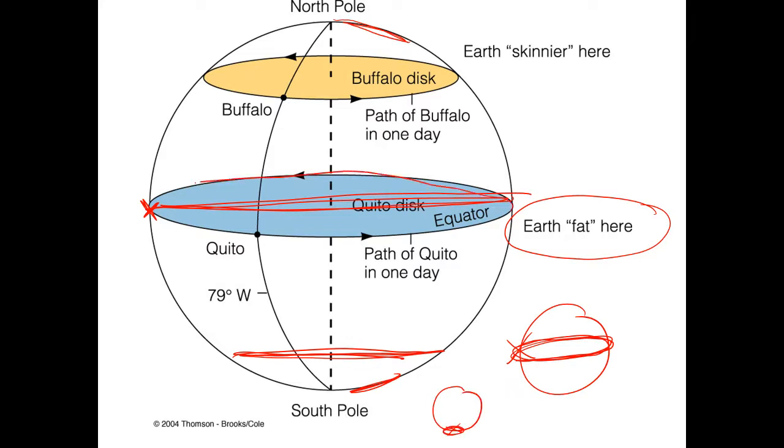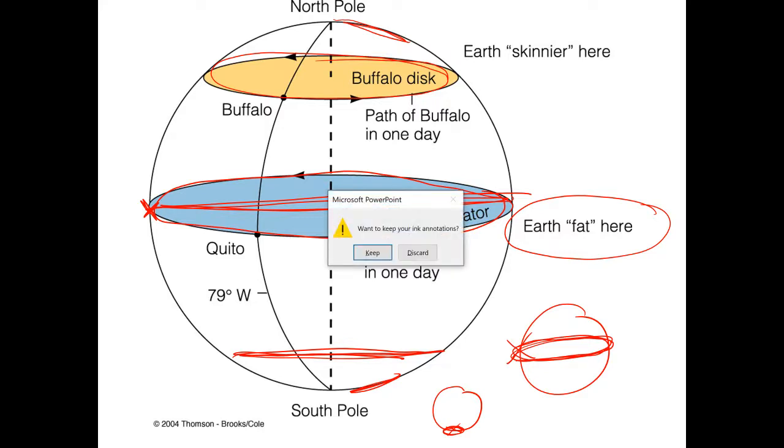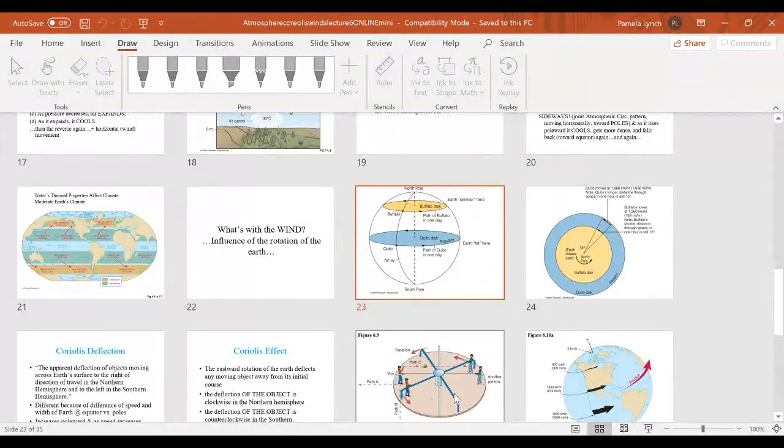So the track path that you would cover in an equatorial region is larger because it's fatter, and the track path that you would follow in a polar region or temperate region is smaller because it's skinnier. Now remember, we're going to take this and we're going to tilt it. So what you're actually going to do is apply the Coriolis effect.